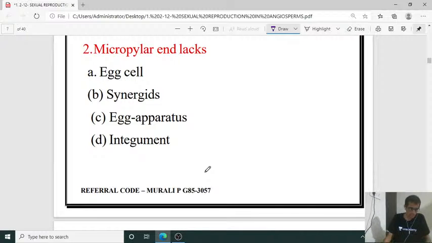So the second question. Here, Shreyas, welcome to the class. Good evening. So I am moving towards the second question.